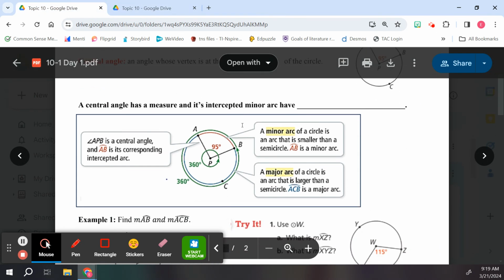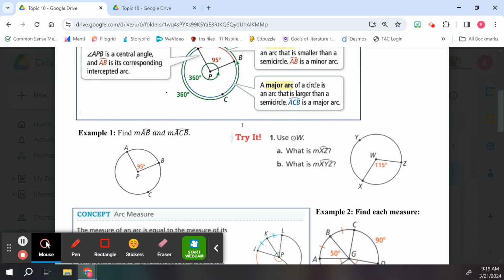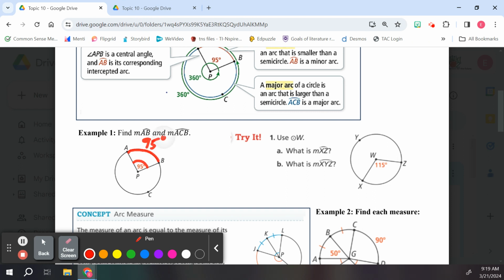So let's take a peek at this first example. It says find the measure of arc AB and the measure of arc ACB. If I drew from A to B, we're talking about that arc. Our central angle is 95 degrees. That makes this arc 95 degrees as well. Now, if we're talking from A to C to B, I'm starting at A, going to C, going to B. So this is going to be 360 minus 95, because that's all we have left, which gives us a total of 265 degrees.